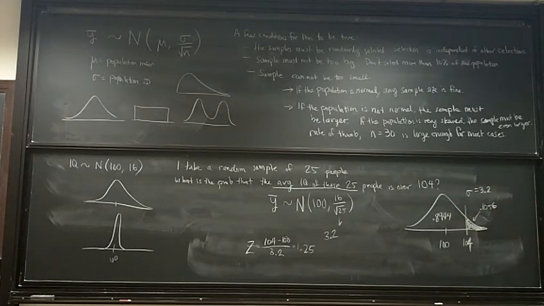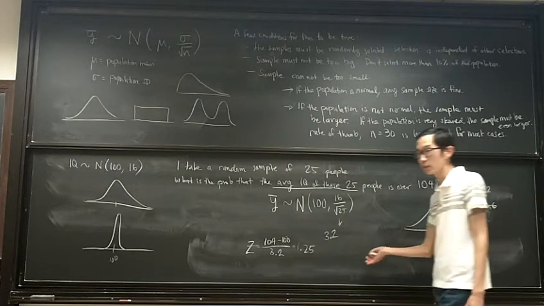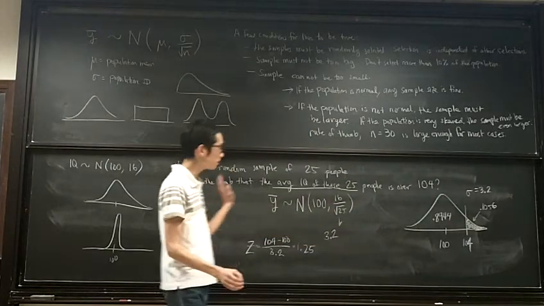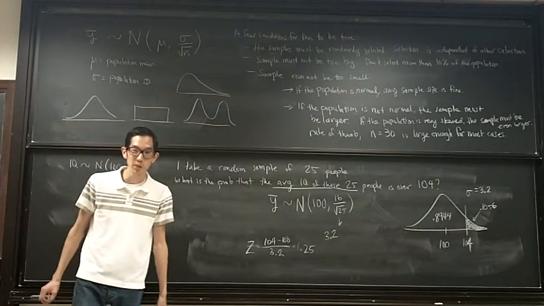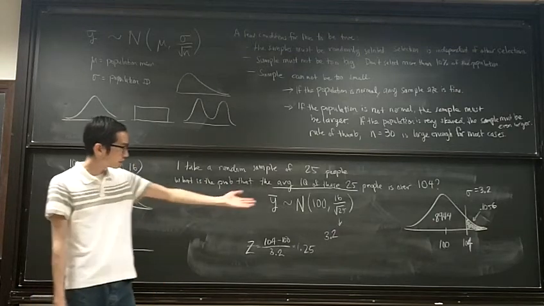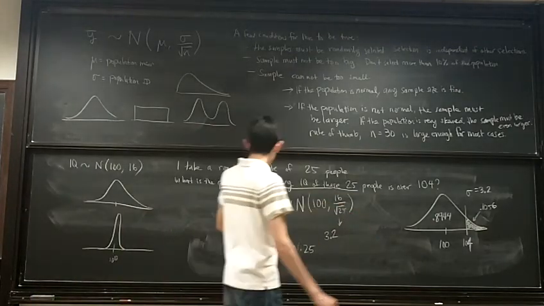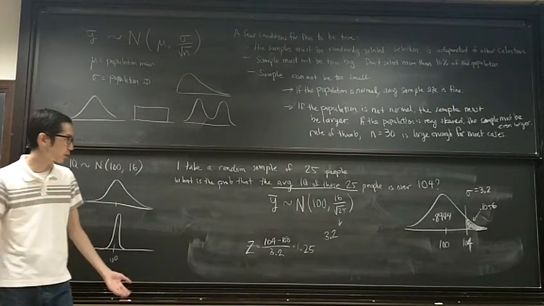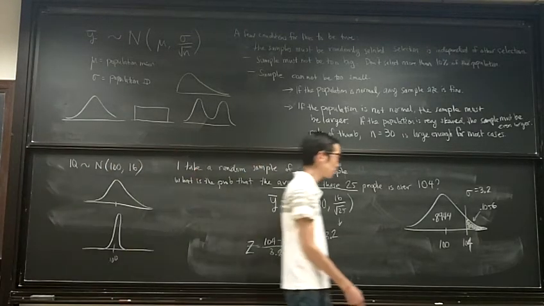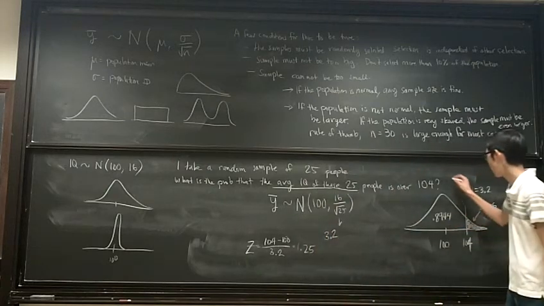But then I'm just using the symmetric property, so you can also look up negative 1.25, and the area to the left of negative 1.25 is going to be equal to the area to the right of positive 1.25. So here, the answer to this question, what's the probability that the average IQ of these 25 people is 104 or more? The answer is 0.1056, or basically 10.5%.